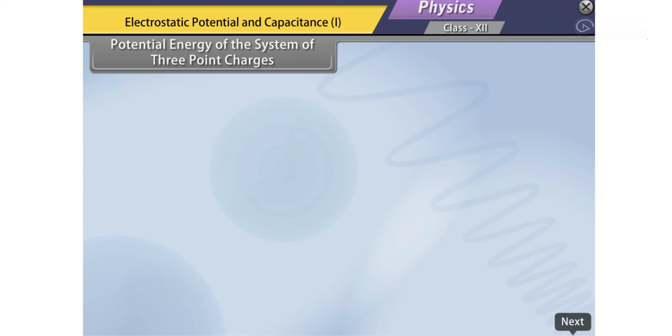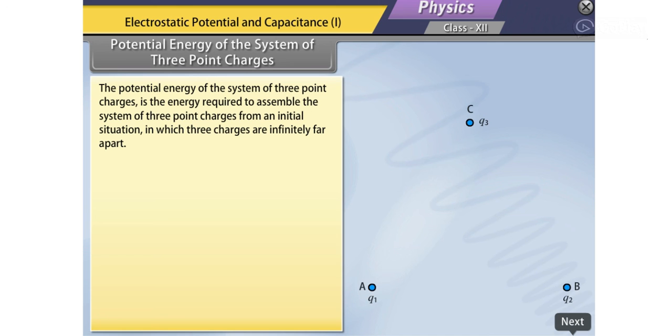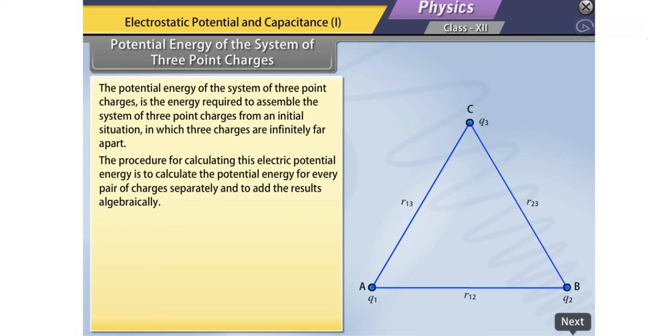Potential energy of the system of three point charges. The potential energy of the system of three point charges is the energy required to assemble the system of three point charges from an initial situation in which the three charges are infinitely far apart. The procedure for calculating this electric potential energy is to calculate the potential energy for every pair of charges separately and to add the results algebraically.